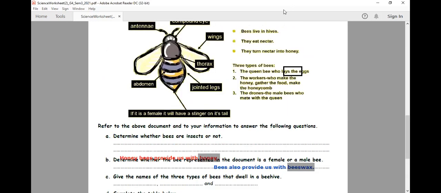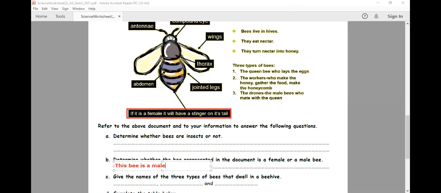You were asking about part B. Read this. If it is a female, it will have a stinger on its tail. Does it have a stinger on its tail? Does it have a pointed thing like this? No, it doesn't. So is it a male or a female? It's a male. It is a drone.